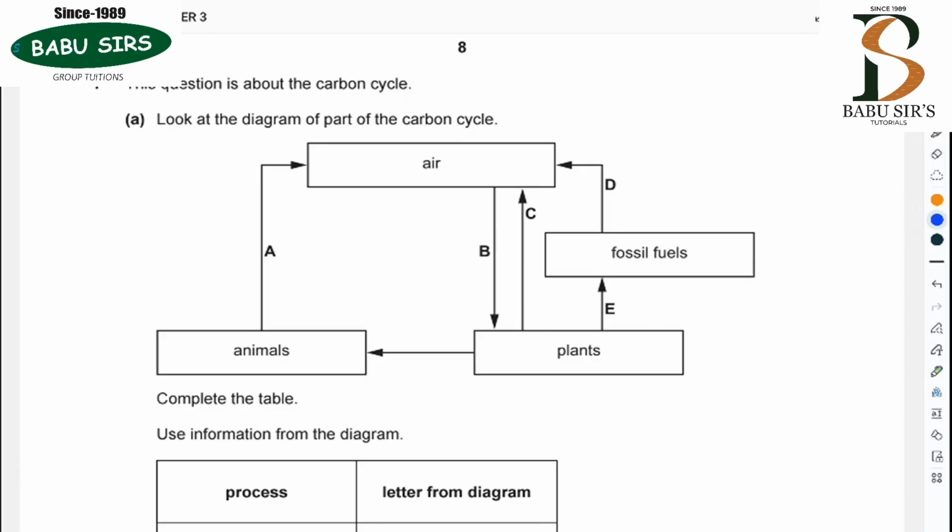Question number 7. This question shows about carbon cycle. Look at the diagram of the part of the carbon cycle. So first you can see the B part. So carbon cycle means this is carbon dioxide. Plants take in carbon dioxide by the process of photosynthesis.